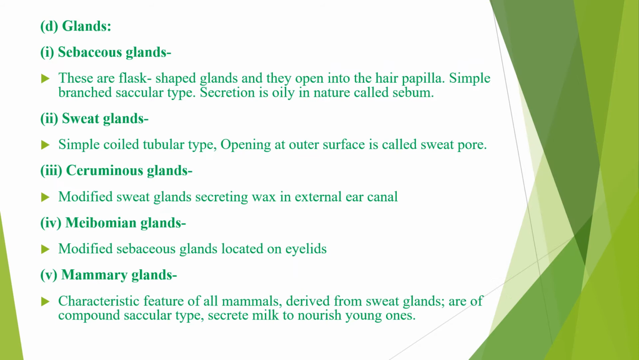and another derivatives are the different types of glands. Many glands are also present from the epidermis and dermis. One of them is the sebaceous gland. Sebaceous glands are flower shaped glands, and they are mainly present near the hair papilla. These glands are simple, branched, and sac-like, and their secretion is called sebum.